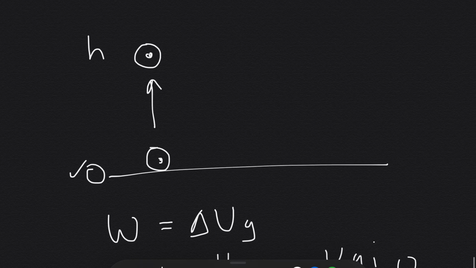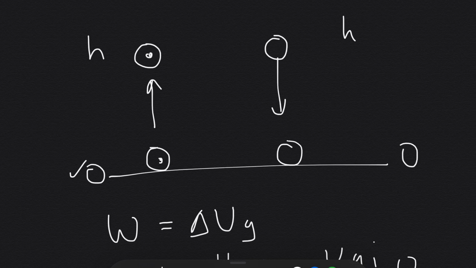What about letting the ball back down? So we're doing work in a round trip, right? We put the ball up, and we need to bring the ball down. So that's the ball. It started at height h, and now it's going to come down.